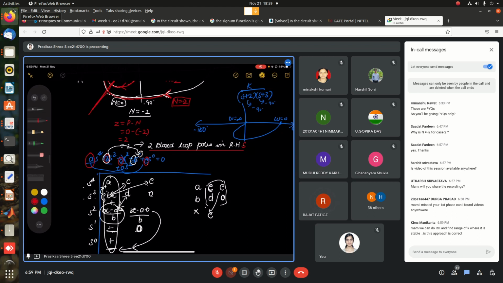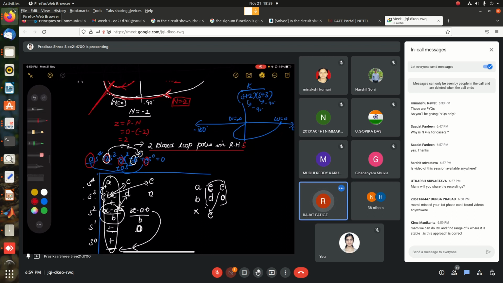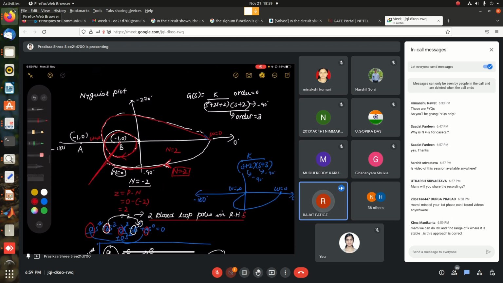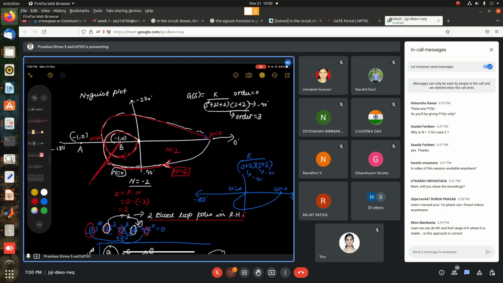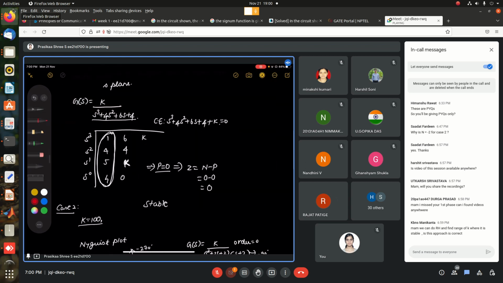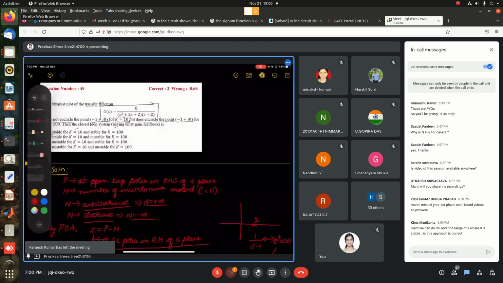No, for case 2 actually, at the end we must see whether we have closed loop poles on the right hand side to check the stability, right? In case 2, at the end we have written P = Z minus N. We came to know about N by drawing the plot, that's fine. But how about P in that case? We did it before, right? Because we are plotting for the same transfer function.